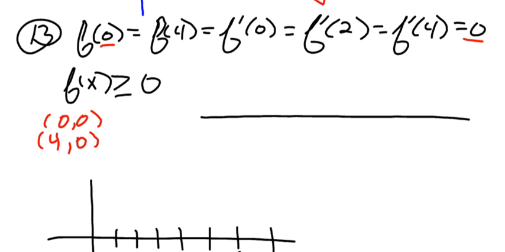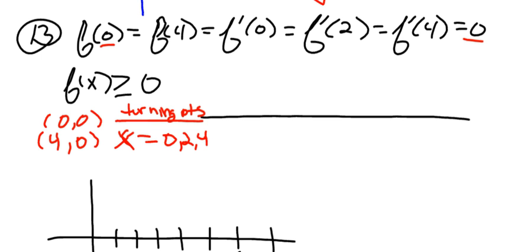And then I have turning points. I don't know where exactly, but when x is equal to 0, 2, and 4, I've got to have some kind of turning points. The last piece of information on this is telling me f of x has to be greater than or equal to 0. It's saying all the y outputs of this graph have to be 0 or positive above the x-axis.